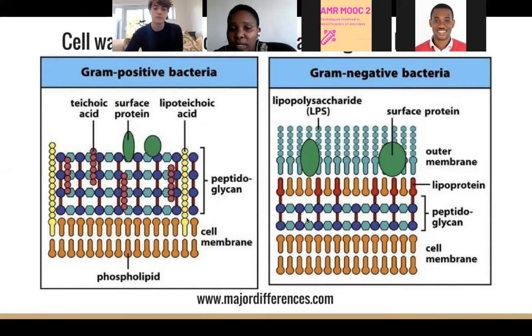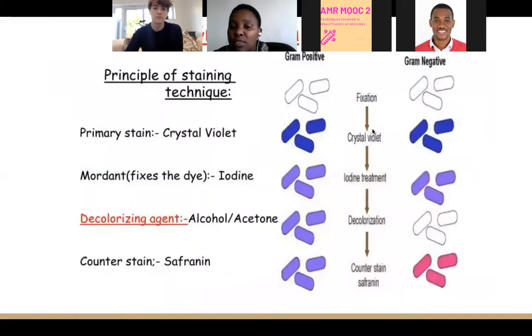So what we expect is that when you do the primary stain, those from the gram positive group will retain the primary stain. And then for the gram negative, since the peptidoglycan is very thin, it won't be able to retain the color when you treat them with the decolorizer.